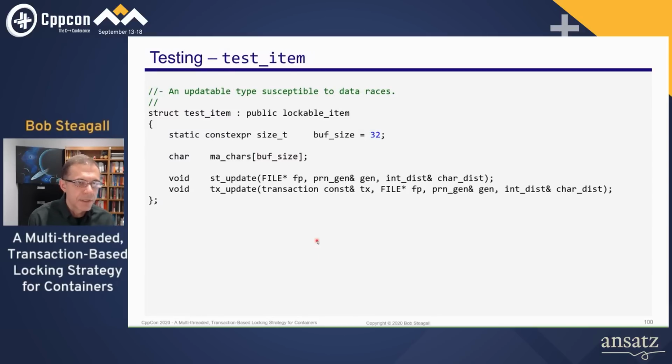So let's look at our test item. As I mentioned before, lockable item was intended to be used as a base class, and so that's what I'm doing here. I'm going to use a buffer size of 32, and in my item, I'm going to contain a buffer of 32 characters. This is the thing that's going to get updated. I'm going to have 2 member functions, single-threaded update and transactional update.